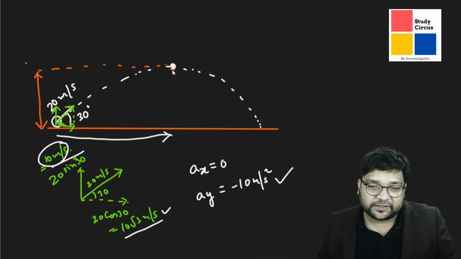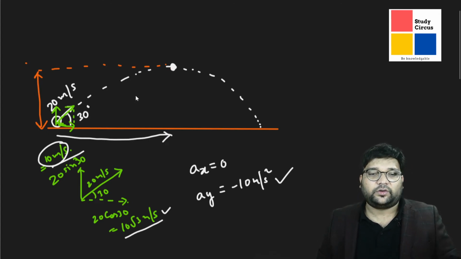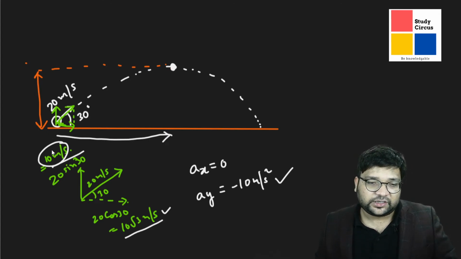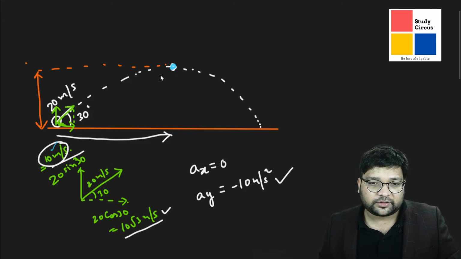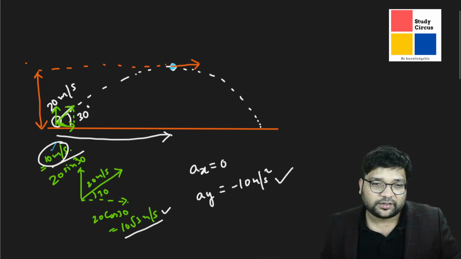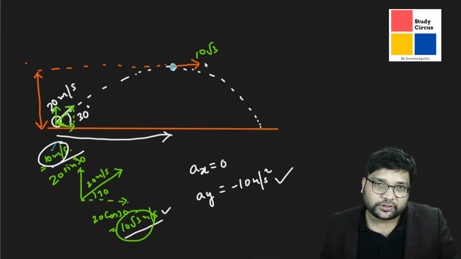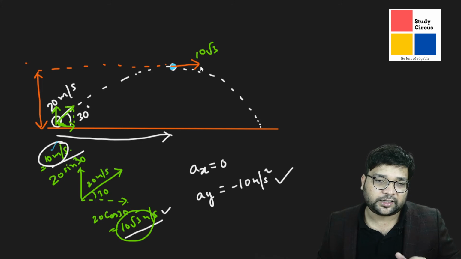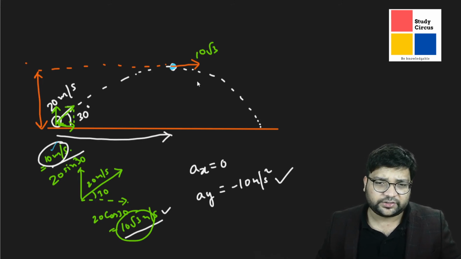What is the speed of this? The maximum height is the point where the vertical component, initially it was 10, now at this point has become 0, right? So it has only the horizontal component left, and it was 10 root 3 initially. Also at this point it will be 10 root 3, because it is not changing at any time, right?